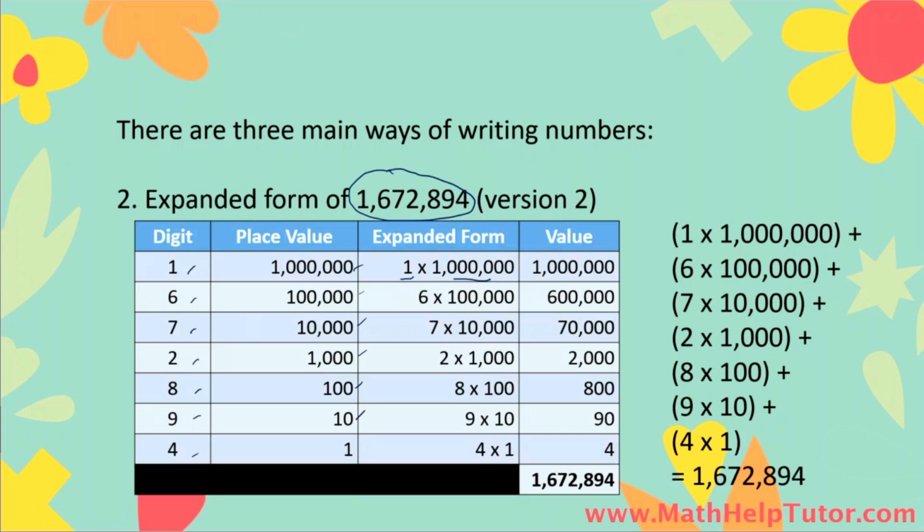And what we do is we write the expanded form of that digit plus the expanded form of the next digit plus the expanded form of the next digit and so on. And of course, if we add up all these digit and place value combinations, we're going to get the number itself, which is 1,672,894.